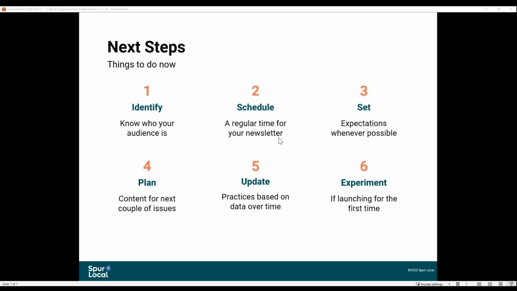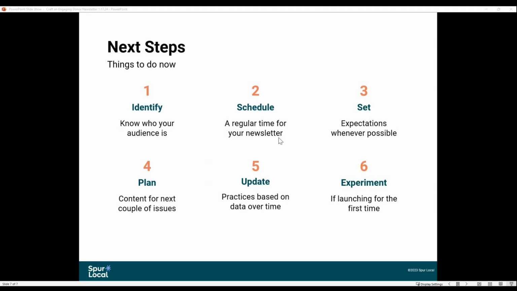After you've done that, scheduling a regular time for your newsletter. So does monthly make sense for your organization? Who at your organization might need to be involved to be able to put this out on a monthly basis? What information will you need? What does that process of putting together the newsletter look like? Three is just thinking about setting expectations whenever possible. Again, consistent title, consistent sender, or consistent timing.